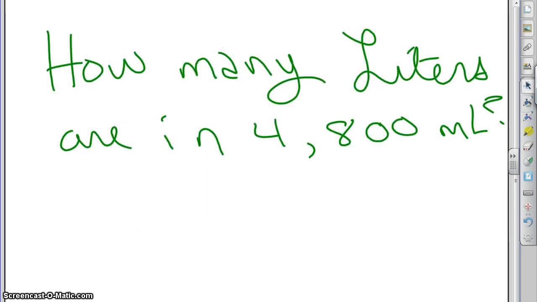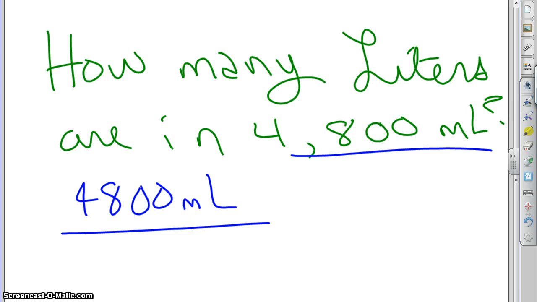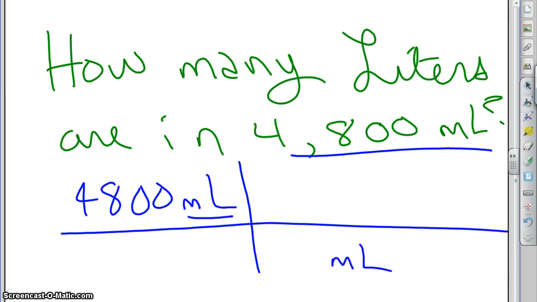We're going to answer questions like how many liters are in 4,800 milliliters. Just like before, we're going to set up a dimensional analysis chart. We're going to start with the thing we have, 4,800 milliliters. I'm going to make a little chart, and we can see that we're going to have to put milliliter on the bottom so that it can cancel out with milliliter, and we're going to put liter on the top because that's what we want. And so we need a conversion factor here. We need numbers to put in here.